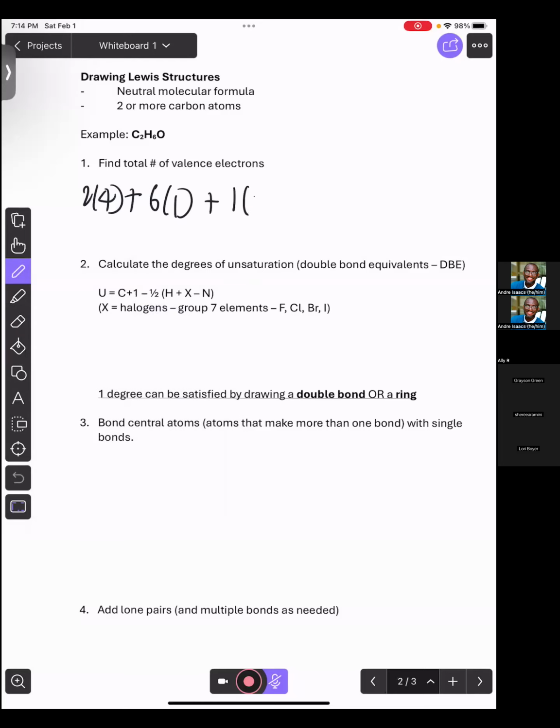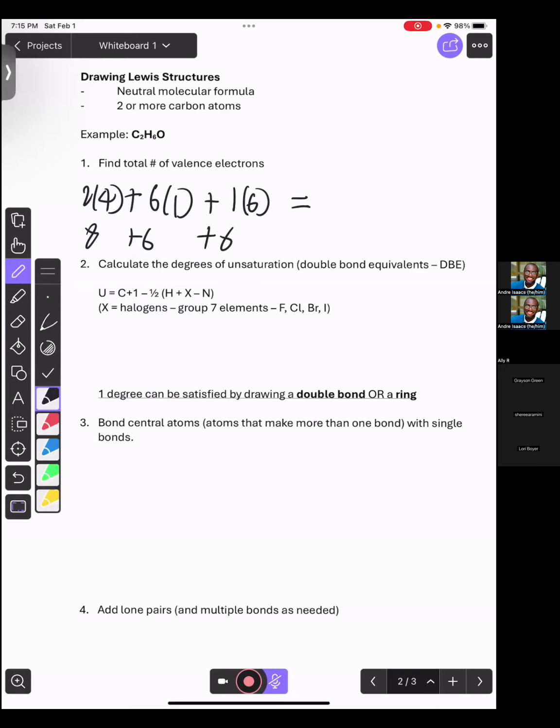And eventually you'll just get really good at this. Can someone add this up? What are the total number of valence electrons present in this molecule? 24. So 2 times 4 is 8. 8 plus 6 plus 6. That actually gives us 20. Wait, that's not 24. I know I can do basic math. That's 20. All right, thank you. So we have 20 valence electrons. Now we're only going to use this at the end. We don't need this right now. We're going to use that to check what we draw.